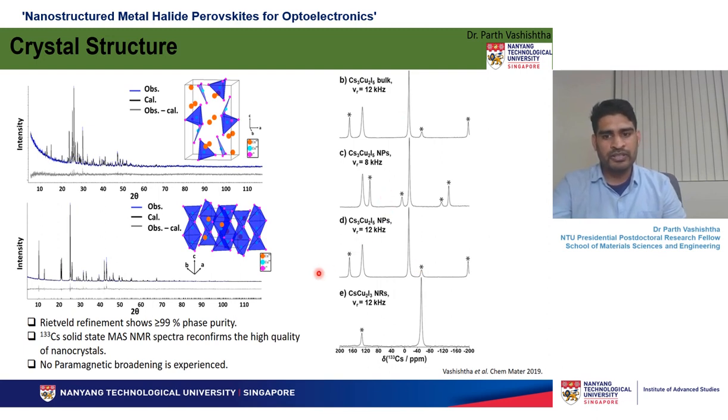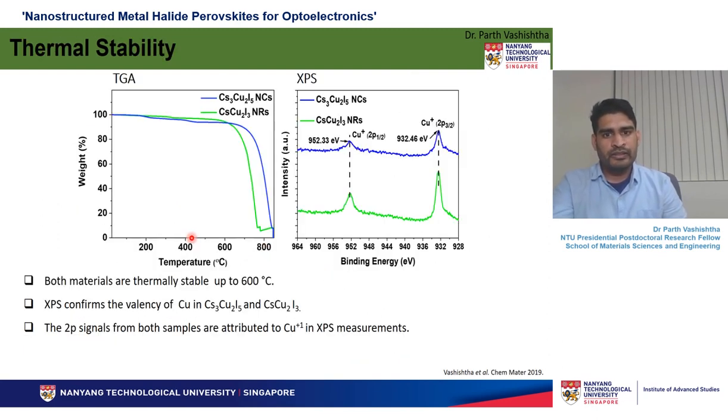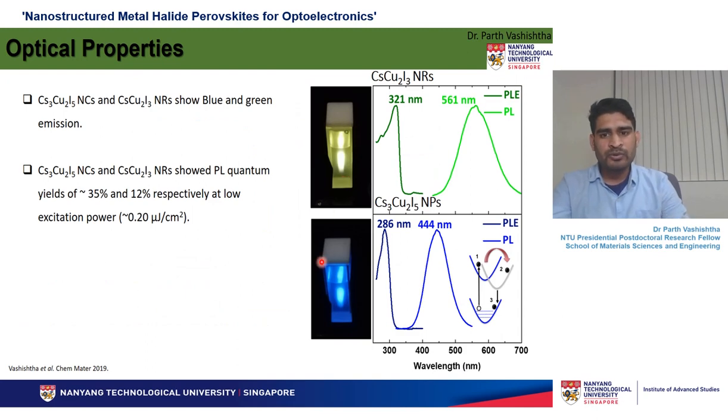So extremely phase pure material, high photoluminescence quantum yield, and high thermal stability, which was confirmed by this thermogravimetric analysis. Both of these materials were highly stable up to 600 degrees centigrade, which makes them really appealing for commercialization. And XPS was here to make sure the surface was not oxidized, and this is all copper 1 plus, no copper 2 plus. This work we also published last year. Really interesting to read. If you want to go back to my paper in 2019, please go back and read. So now we come to the optical properties.